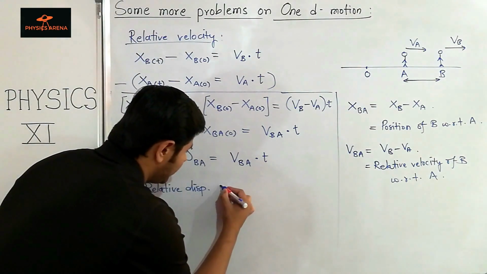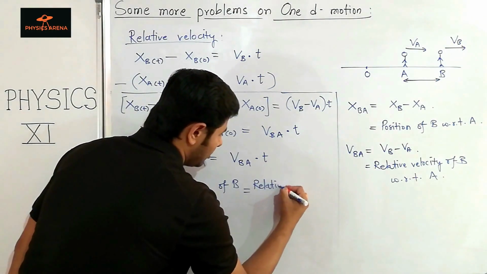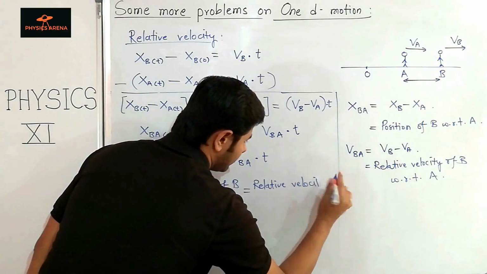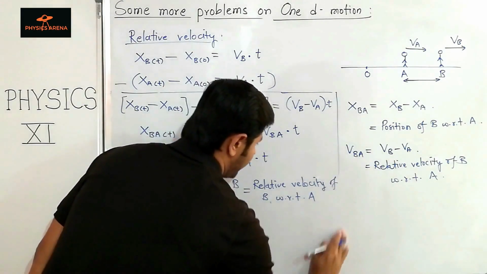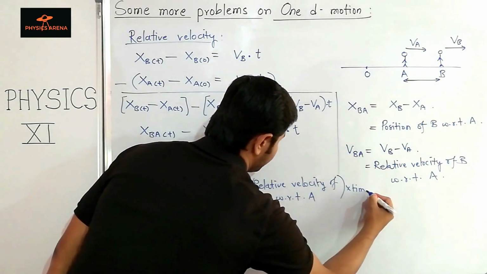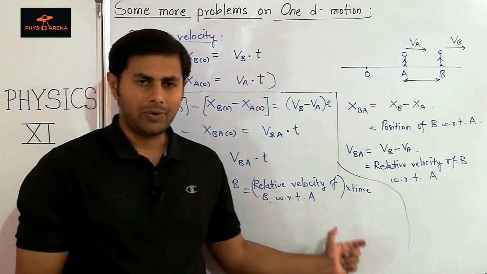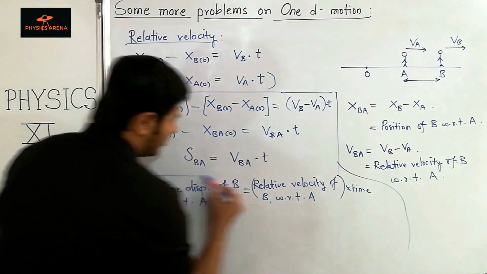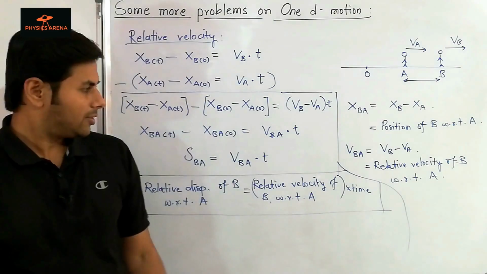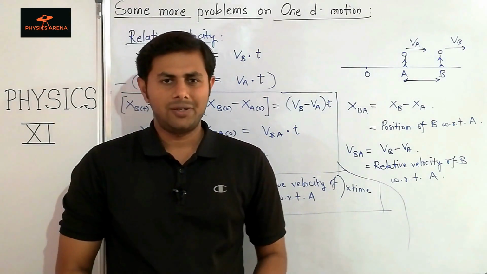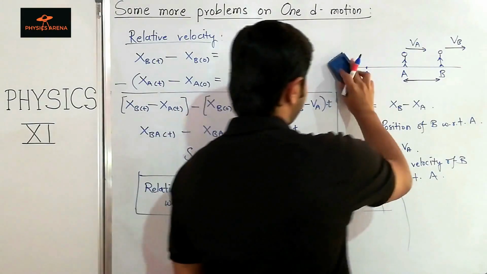So relative displacement of B with respect to A is equal to relative velocity of B with respect to A multiplied by time. Okay, so relative displacement is relative velocity multiplied by time. We will remember this. Now this is the concept of relative velocity. Let's see one problem on this concept so that it will become clear. So let me erase this.